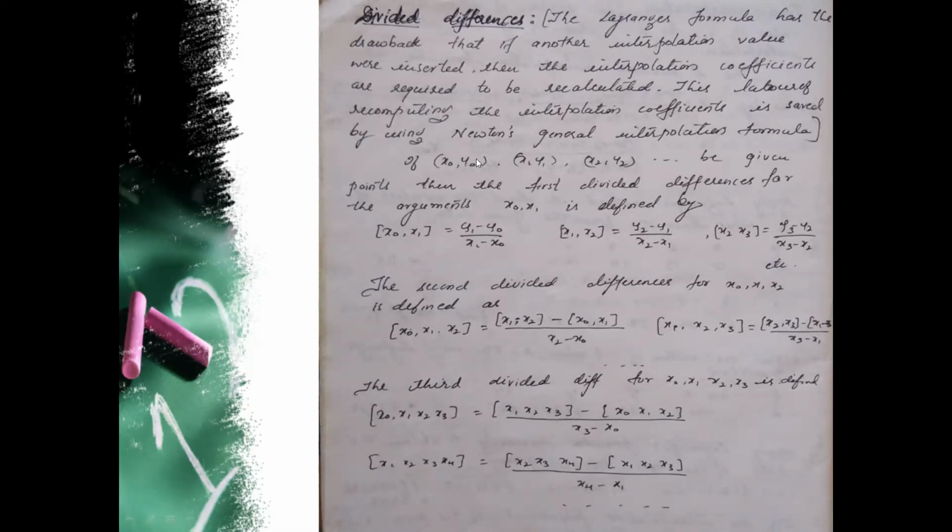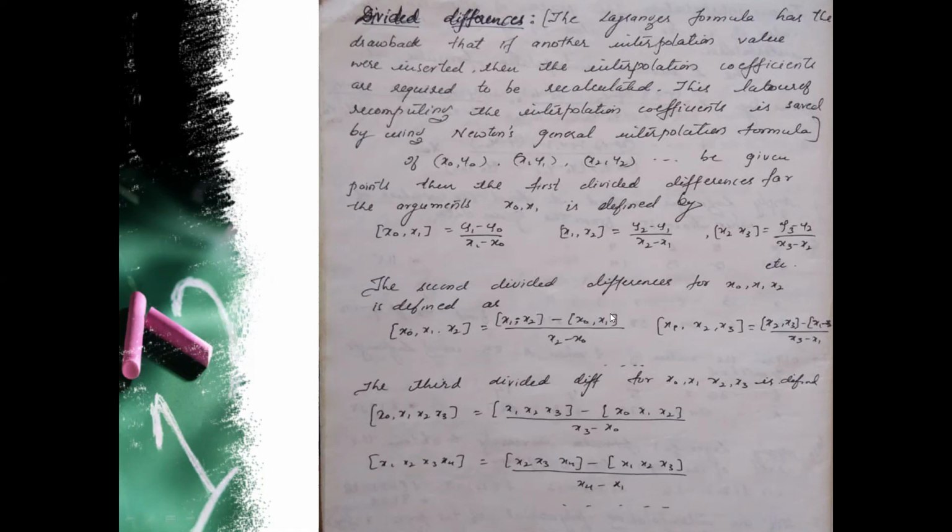Suppose we are given a set of values x0 y0, x1 y1, x2 y2, and so on. Then the divided difference of x0 and x1, denoted by [x0, x1] in square brackets, is equal to (y1 minus y0) divided by (x1 minus x0). Similarly, the divided difference of x1 x2 is given by (y2 minus y1) divided by (x2 minus x1). This continues. These are the first divided differences.